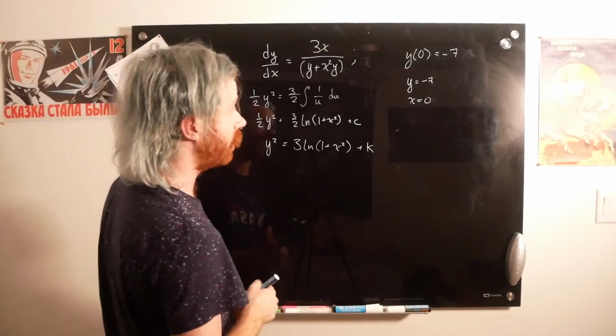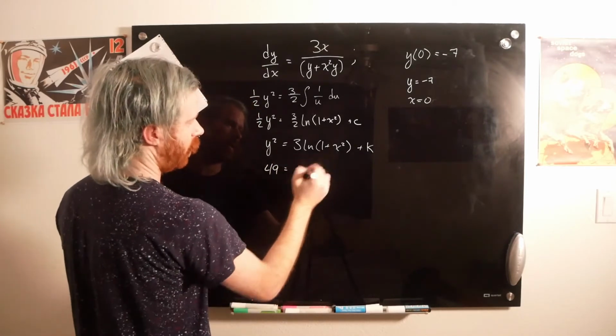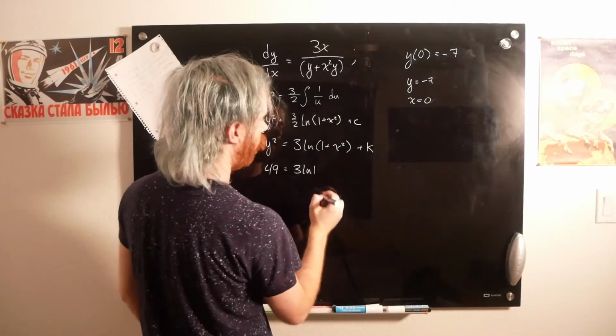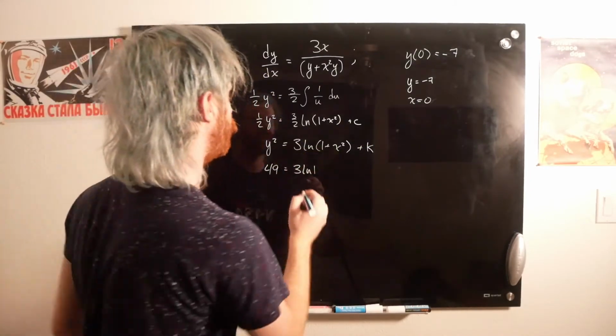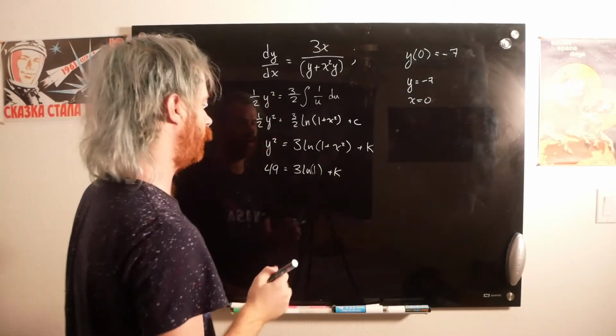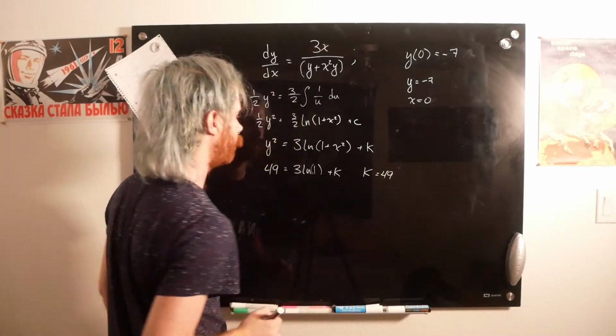So y squared, negative 7 squared, is 49, equals 3 times the natural log of 1, right? Because x is 0, so this is going to be the natural log of 1, plus k. Natural log of 1 is 0, so it looks like k is going to equal 49.